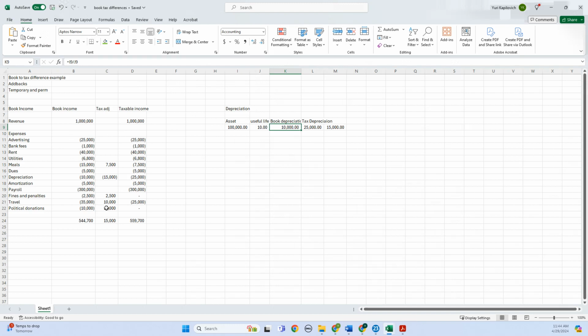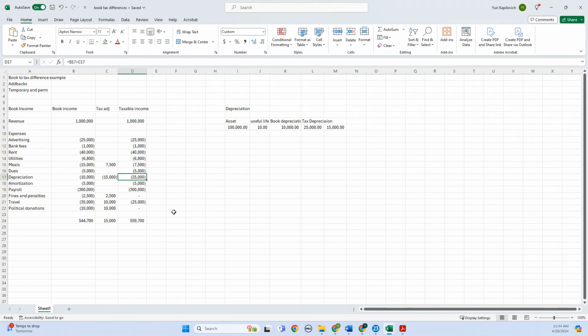So this difference is temporary because it's temporarily out of whack. It's temporarily $10,000 for book purposes, $25,000 for tax purposes, right?